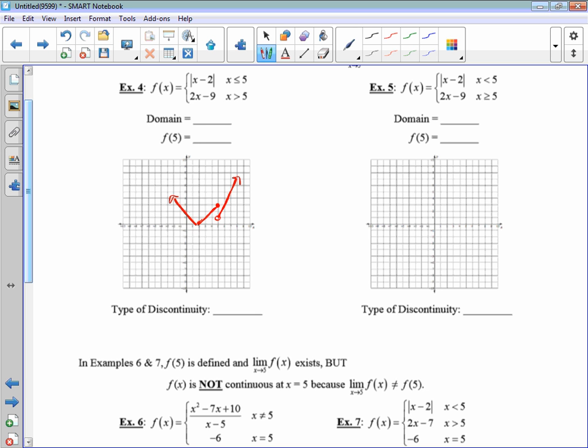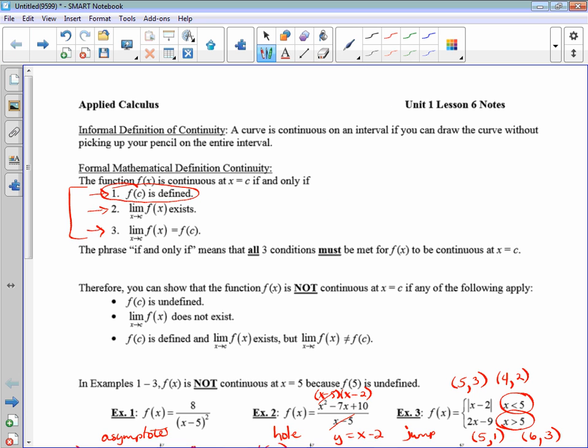All right, so on the previous examples, remember f of 5 did not exist. Does f of 5 exist now? Yes, it's 3. So if we're saying the type of discontinuity or why this is discontinuous, it can't be because that value doesn't exist. What do you think is going to be the reason this time? Let's look back. The limit of... Exactly. So we go back to our 3 choices here.